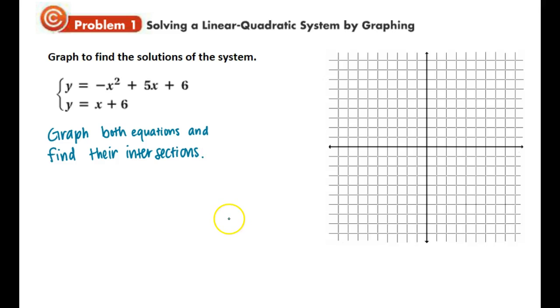In example 1, we're going to solve a linear quadratic system by graphing. We're given the system y equals negative x squared plus 5x plus 6, and y equals x plus 6. As you can see, we have a quadratic equation for the first one and a linear equation for the second one. What we want to do is plot the linear equation by using the slope-intercept process. So start at 6 and go up 1 over 1. Then for the quadratic, we're going to graph as in the previous couple sections, actually in the beginning of chapter 4. Find the vertex, then choose a couple other points close to the vertex and make a table. So that's our process that we're about to start.